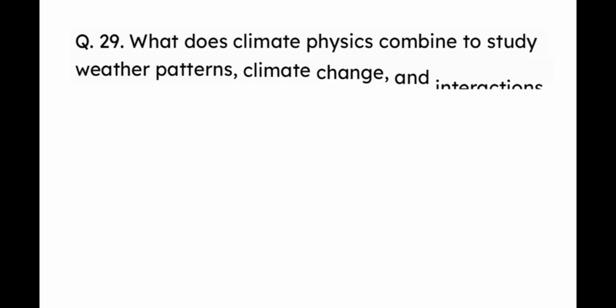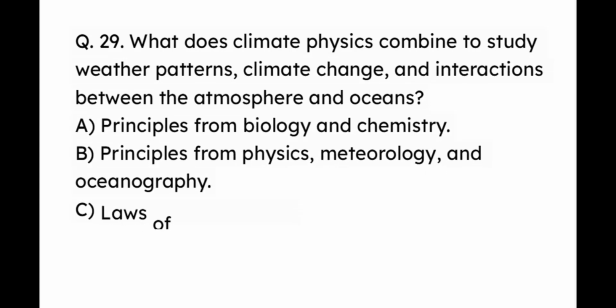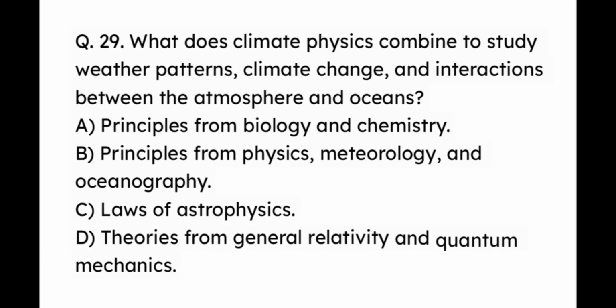Q29. What does climate physics combine to study weather patterns, climate change, and interactions between the atmosphere and oceans? A. Principles from biology and chemistry. B. Principles from physics, meteorology, and oceanography. C. Laws of astrophysics. D. Theories from general relativity and quantum mechanics.